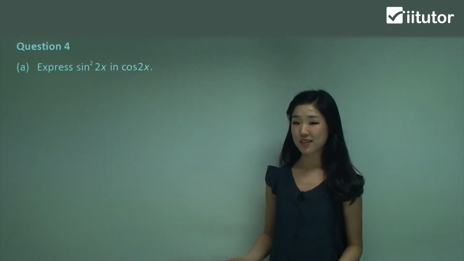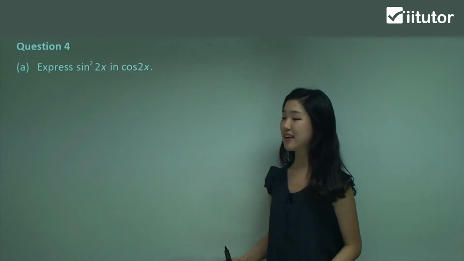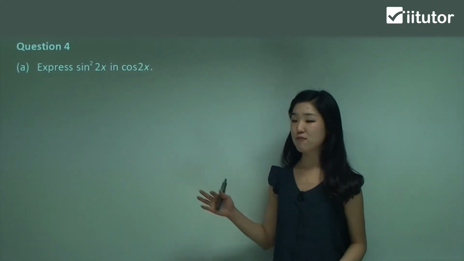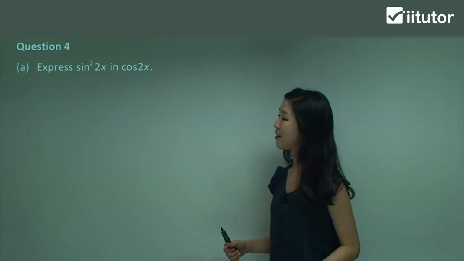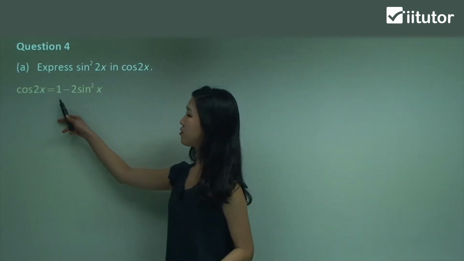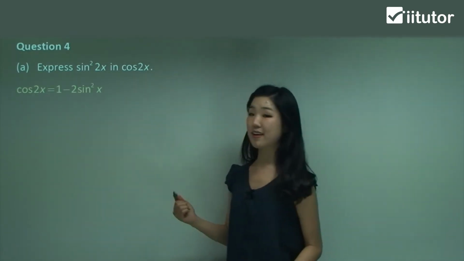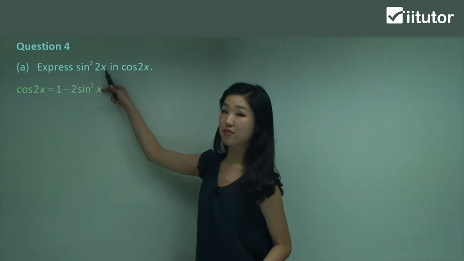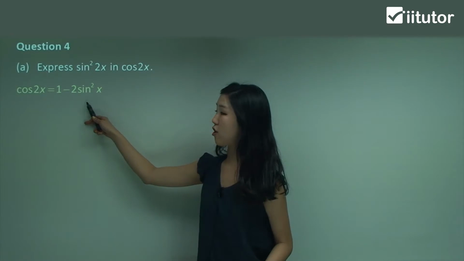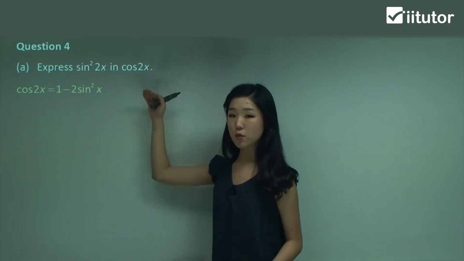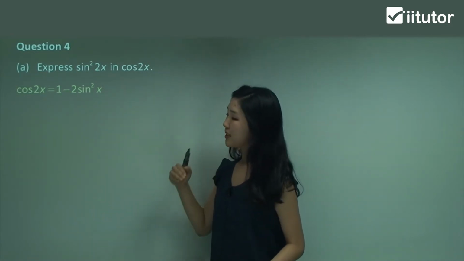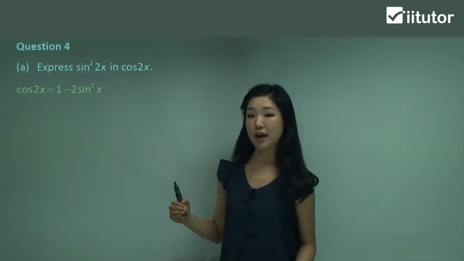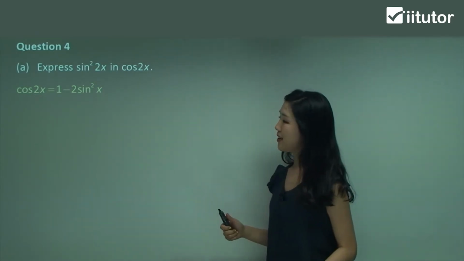How do we do that? Well, we're simply going to use our double angle identities that I've mentioned previously. So starting with cos 2x equals 1 minus 2 sine x squared. I chose this one because this one has sine x squared. Depending on the question, try and identify which identity you would like to use. So I'm using this one.